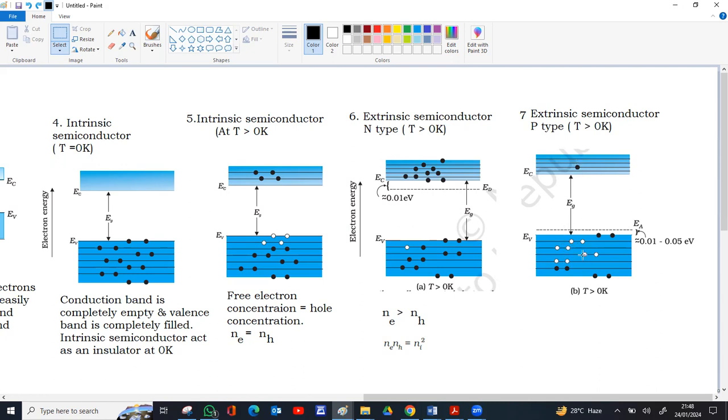So here hole concentration is greater than the free electron concentration. So Ne will be less than NH. In all the 3 cases, intrinsic, extrinsic, N-type or P-type, Ne into NH will be equal to Ni square. Ne and NH are after doping. Ni is the electron or hole concentration before doping.